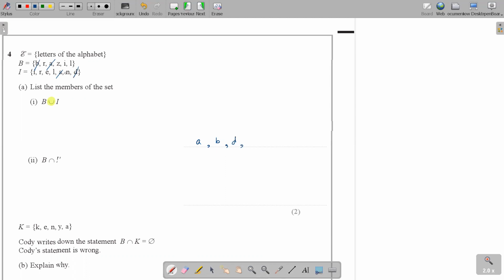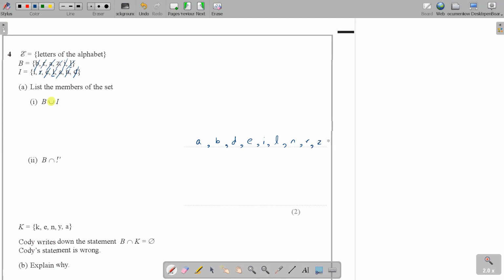And then I can cross out E, then F, G, H, I. I can cross out I. Then J, K, L. L is common to both. Can you see? L is common to both, so we can cut L. N. And then again, R is common to both. And finally, Z.